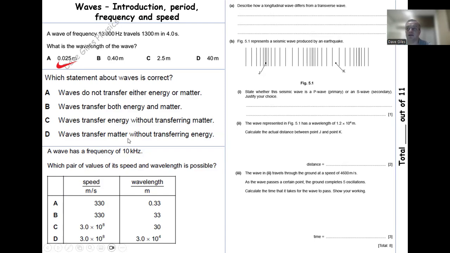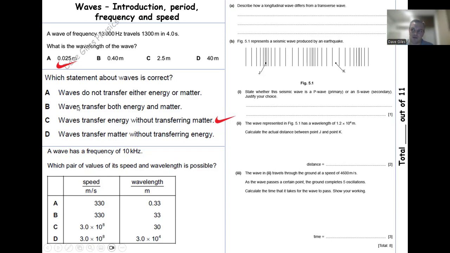Waves transfer matter without transferring energy. They've got that the wrong way around. So the answer is C. And finally, the bottom multiple choice question. A wave has a frequency of 10 kilohertz. Now, kilo means thousands, that means 10,000 hertz. Which pair of values of its speed and its wavelength is possible?